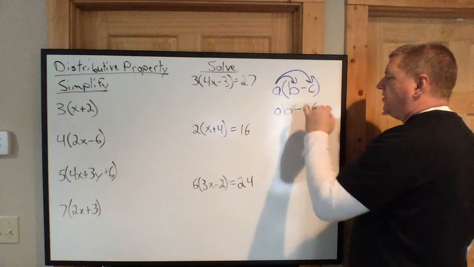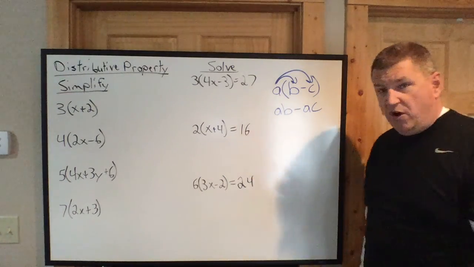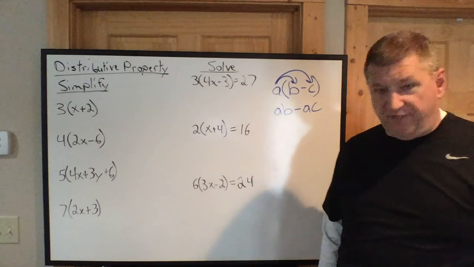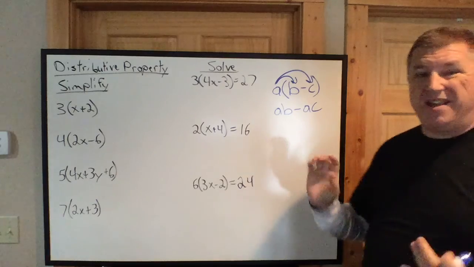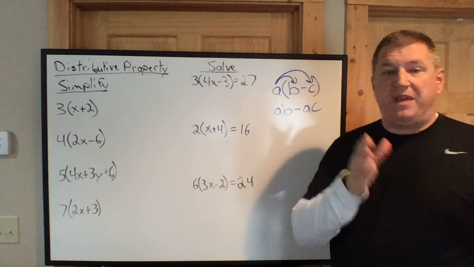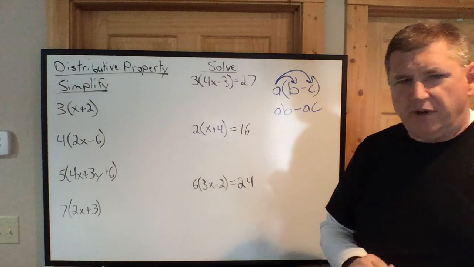Now I cannot combine those two terms because the variables have to match perfectly, okay? The variables A and B, and this one's A and C. Yes, they both have an A, but it would have to be AB minus AB. And I'll show you an example of that one here in just a minute.